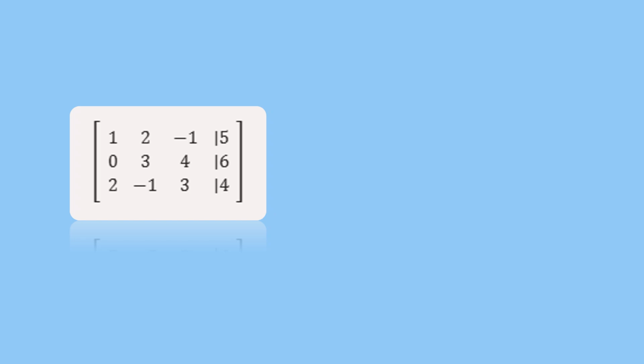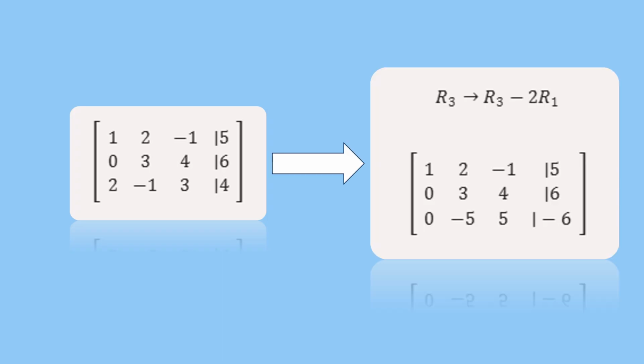As mentioned earlier, any number beneath the pivot should be 0. Looking at the first entry in the third row, it is currently 2. Because this value is positioned below a pivot, we must eliminate it. To achieve this, we subtract 2 times the first row from the third row. This operation successfully transforms the first entry in the third row into 0.